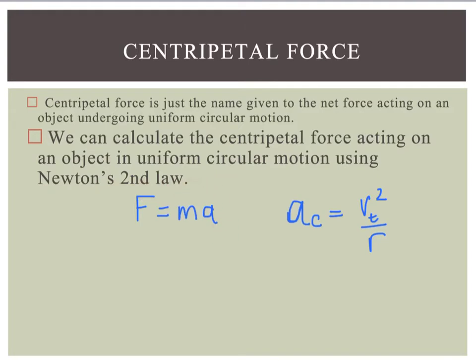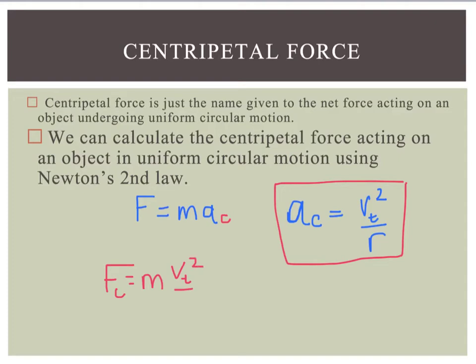Here we have Newton's second law again, F equals ma, and in this case our acceleration is going to be our centripetal acceleration. So we need to make this our centripetal acceleration here, since it's our centripetal force. And then we can just plug in what we have and that gives us this new equation for centripetal force, which is m v_t squared over r.